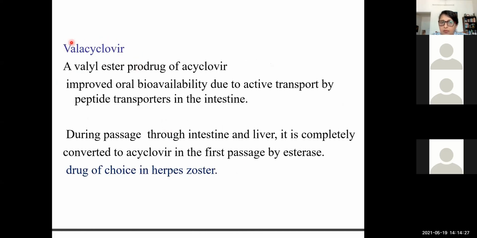Then another drug is valacyclovir. Valacyclovir is a prodrug of acyclovir, and when taken orally, it has good oral bioavailability. Valacyclovir is an ester prodrug, and it is the drug of choice in herpes zoster also. So acyclovir, valacyclovir, an ester prodrug.